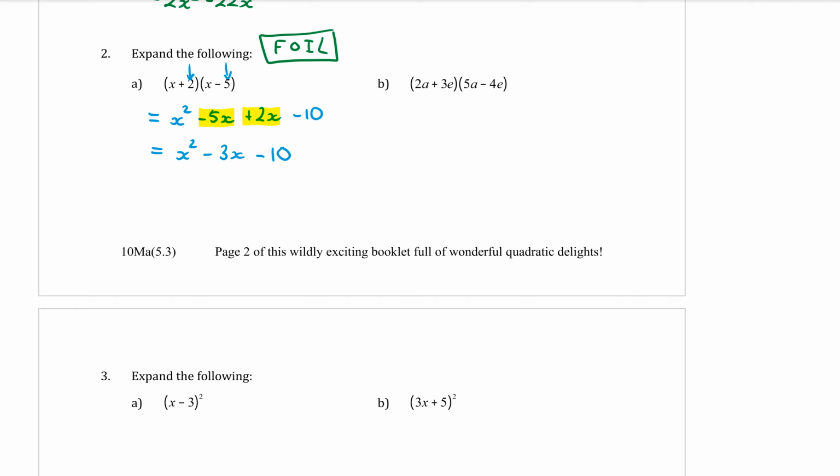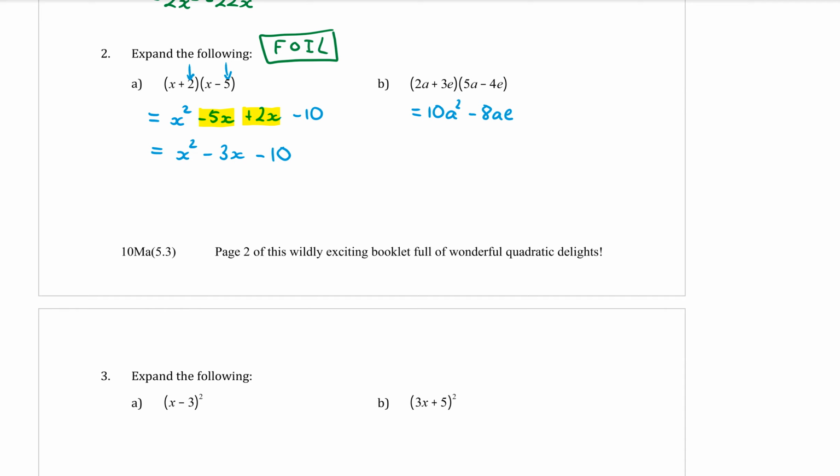Okay, let's try that again for B, doing a FOIL expansion. First times first, 2 times 5 is 10, and a times a is a squared. Then we want to do the outside, which means the 2a with the negative 4e. 2 times negative 4 is negative 8, and then we have an a and an e.